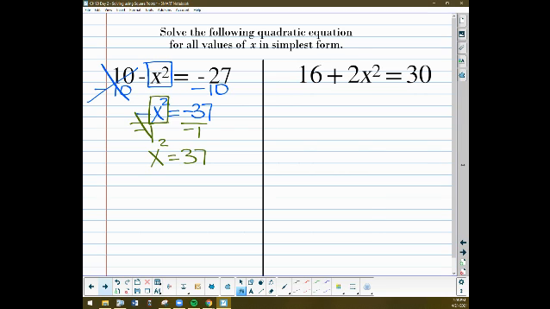Now I think about, are there any perfect squares that go into 37? Does 36 go into 37? No. Does 25 go into, oh, sorry. I forgot, we gotta take the square root of both sides.